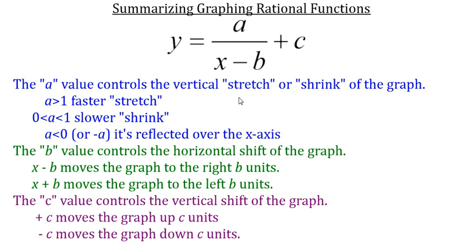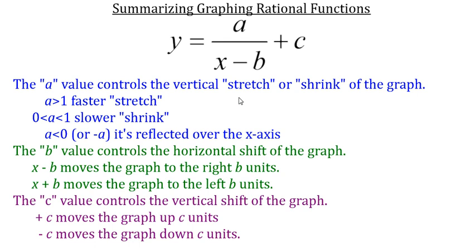B, that's an input change. That's going to change how it's horizontally moving, so shifting left or right. Remember, if you see an x minus b, it's actually moving it the inverse of what you think, to the right b units. If you see x plus b, again, the inverse of what you think, it's moving to the left b units.